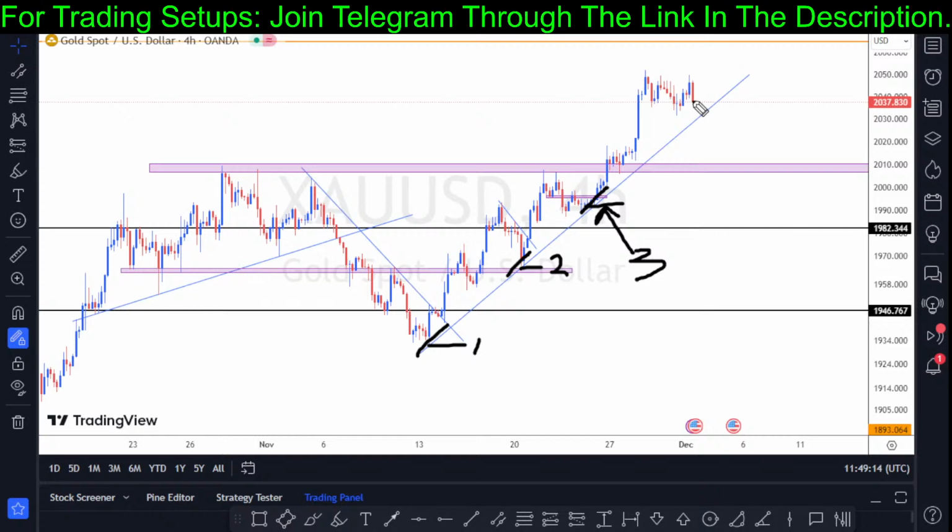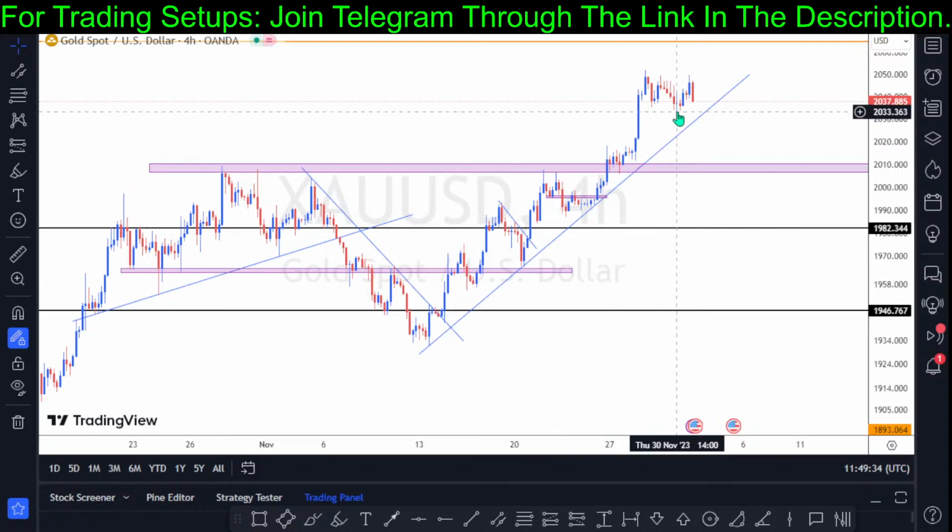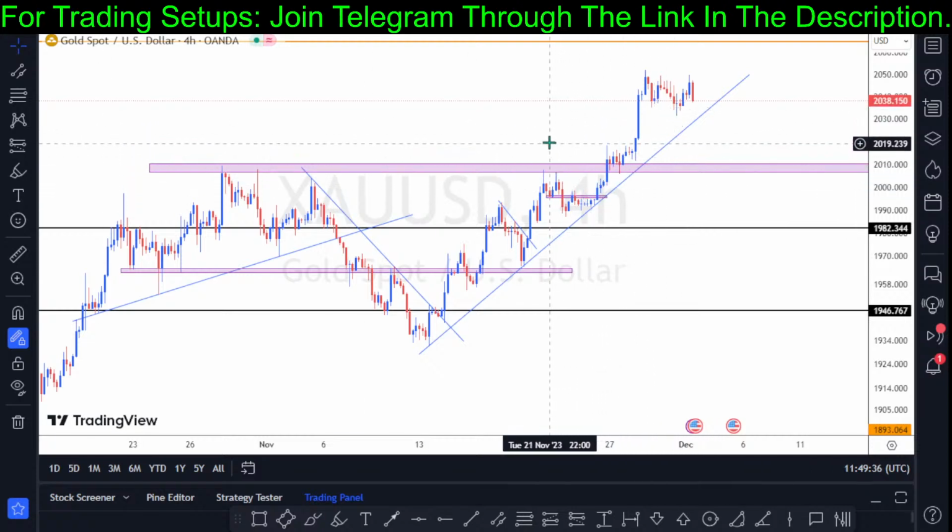Alternatively, if this level should fail to hold as a support and the price breaks down, price still needs to clear off the higher high swing of resistance, which could act as a support for price at the $2,010. So this is a psychological level. You have to pay attention to this level, right? So this is my view on gold, right? Currently, gold is still in a bullish market structure.